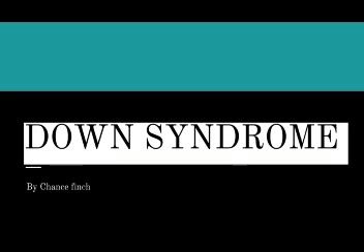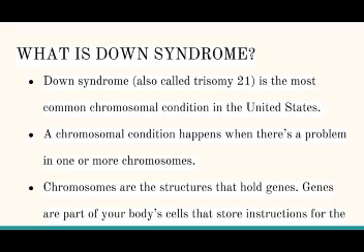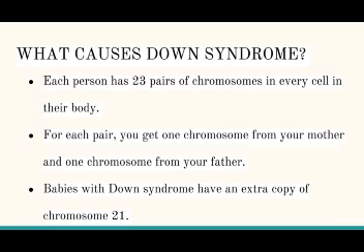So today we're going to talk about Down syndrome. What is Down syndrome, one would ask? Down syndrome, also called trisomy 21, is the most common chromosomal condition in the United States. A chromosomal condition happens when there is a problem in one or more chromosomes. Chromosomes are the structure that holds genes. Genes are part of your body's cell that store instructions for the way your body grows and works.